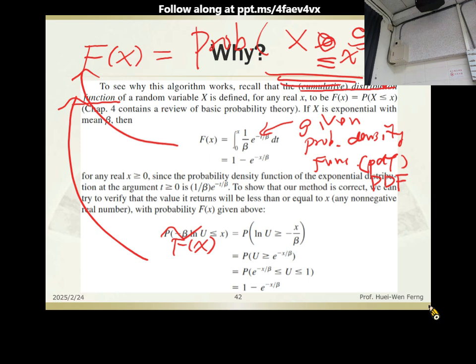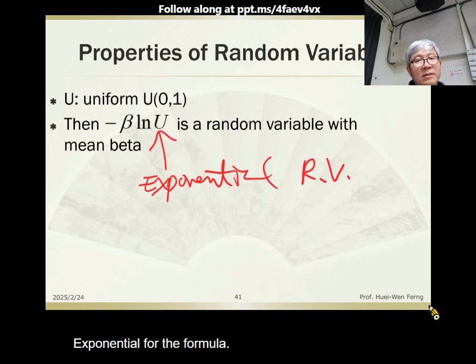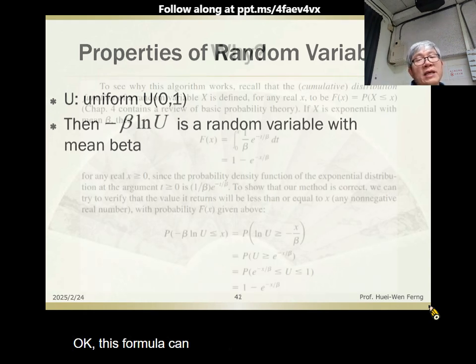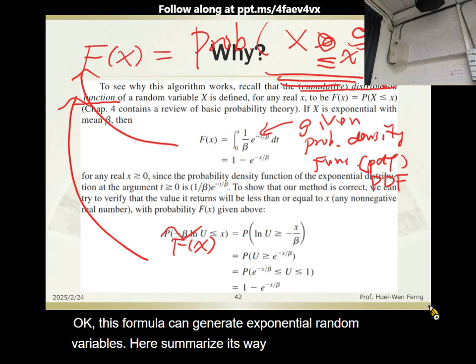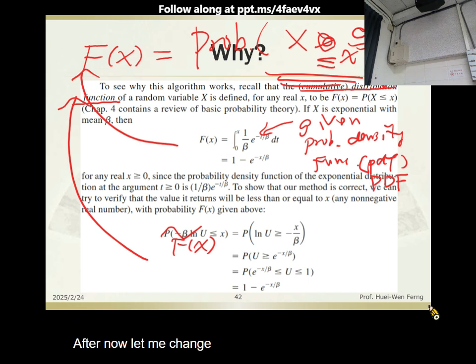All right, so I re-explain again. And this is the reason to have exponential for the formula. Okay, this formula can generate exponential random variables. Here, I summarize the way to explain it. Well, up to now, let me change my question to, if you don't understand, raise your hands. Yes, no, that's perfect, right?